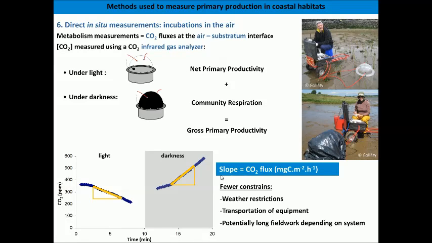You do have some weather restrictions, since the circuit used cannot be exposed to rain, and you do need a certain amount of light to carry out your measurement. As you can see in those pictures, you do have to find ways of transporting your equipment depending on where you're doing your measurements, and it can lead to potentially long field work hours depending on the system you're working on.